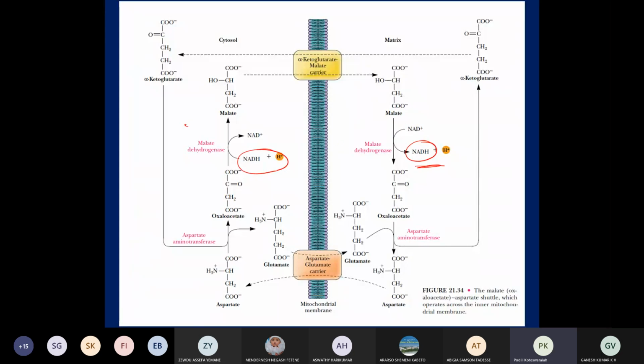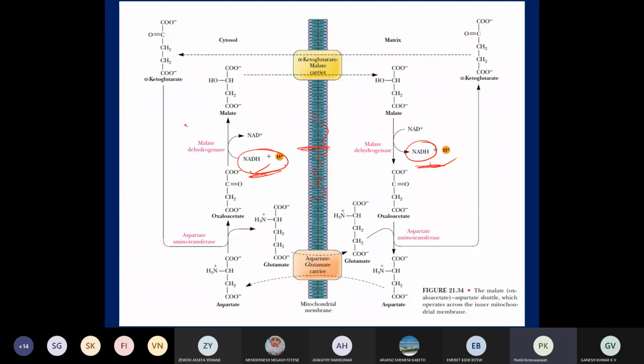Therefore, in the malate aspartate shuttle, the cytosolic NADH becomes the mitochondrial NADH, whereas in the previous case, the cytosolic NADH became the mitochondrial FADH2. And of course, this oxaloacetate further undergoes transamination to alpha ketoglutarate, which comes back, and the cycle continues. The NADH produced in the cytosol in glycolysis does not enter directly into the mitochondria, because the electron transport chain takes place in the inner mitochondrial membrane, and there is no transporter for NADH.